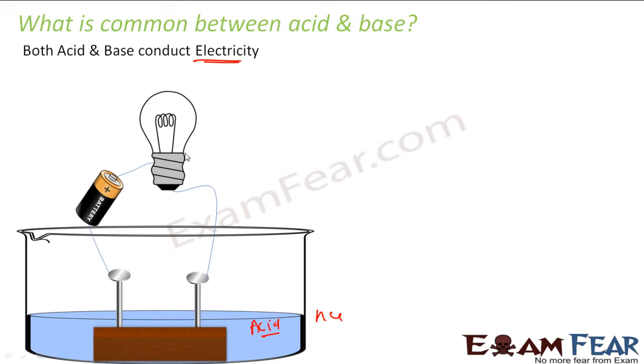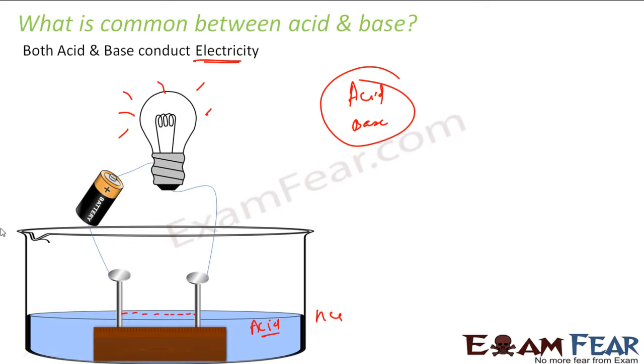The bulb glows. That means the circuit is complete. What completes the circuit? This thing. That means this acid is conducting electricity. Then if you remove the acid and put the base, you'll find that this bulb also glows. Why does the bulb glow? Because the circuit is complete. And what completes the circuit? The sodium hydroxide, or any base which you have taken in this circuit. That means any acid or base conducts electricity.